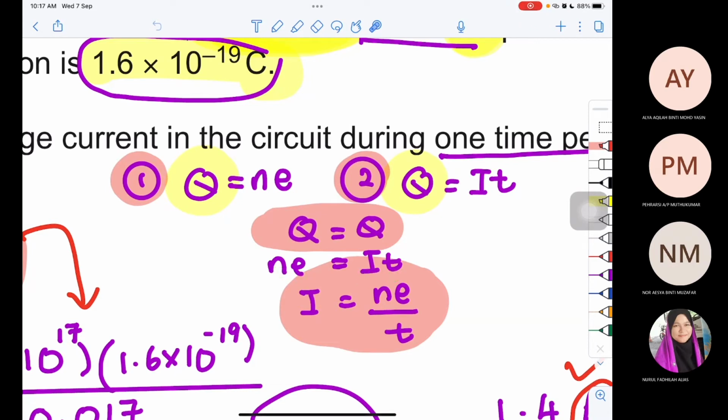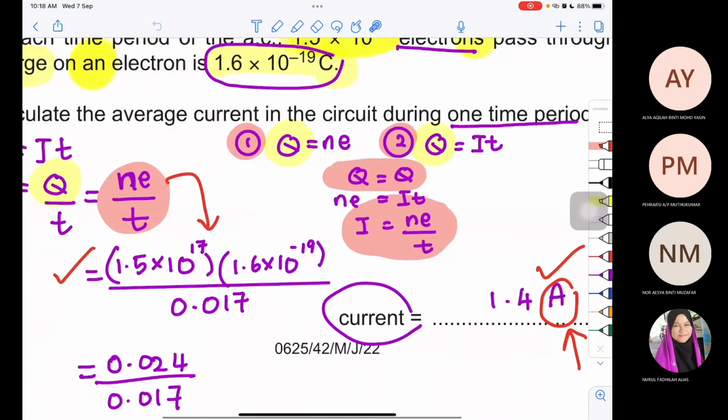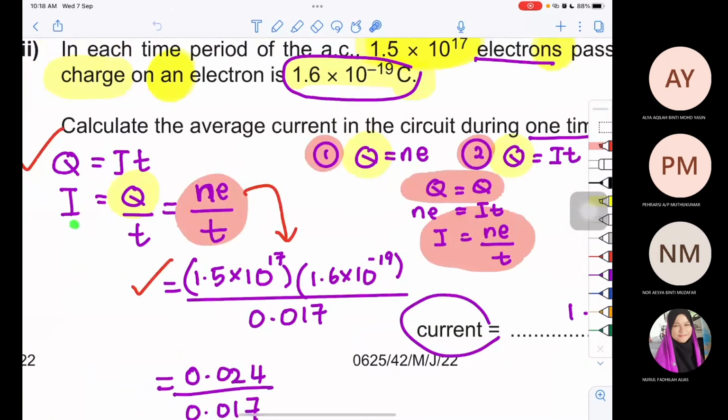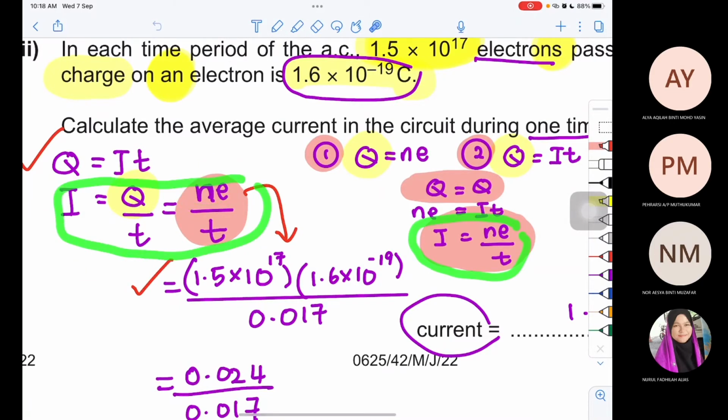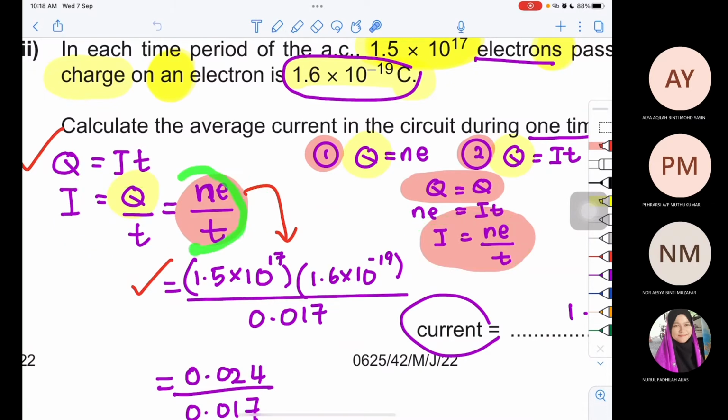So now we rearrange the formula so that I is the subject, because now the question wants the current. Okay, so current equals NE over T. NE over T, right? So that's why we have this formula here. So I equals Q over T. So Q ni tadi equals to NE, ataupun you ambil saja formula ni. So that is what I'm doing. Alright. And then now we have this formula.